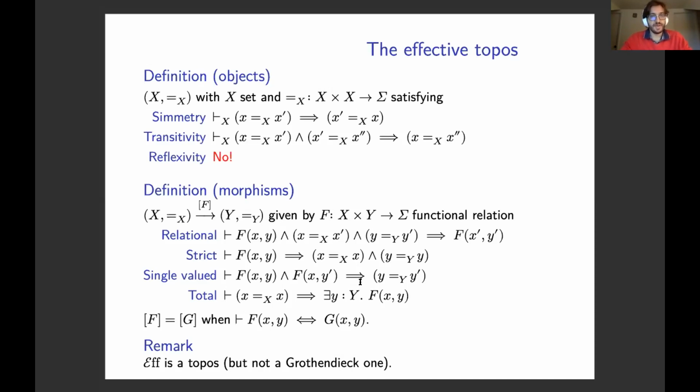So the objects will be a pair given by a set and a non-standard equality predicate, where this equality predicate has to satisfy symmetry and transitivity, although not necessarily reflexivity, in the sense that the symmetry and transitivity predicates are valid in the realizability sense.